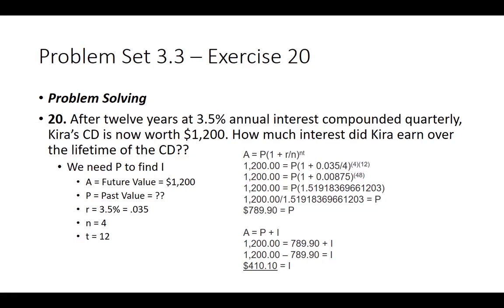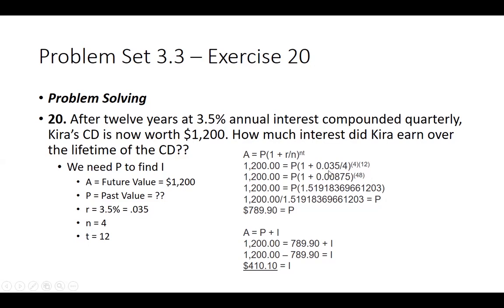R is going to be 0.035. That's 3.5% as a decimal. We're compounding quarterly, so N is 4. And it says 12 years in the problem, so T is 12. Plug in what we know. We're able to solve for P. Take care of the exponent first. 4 times 12 is 48.